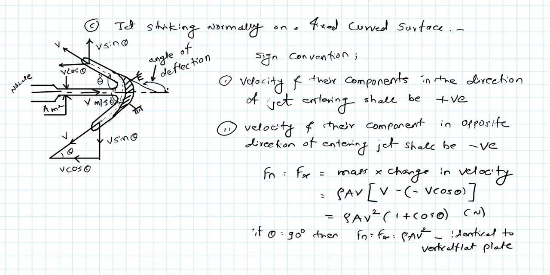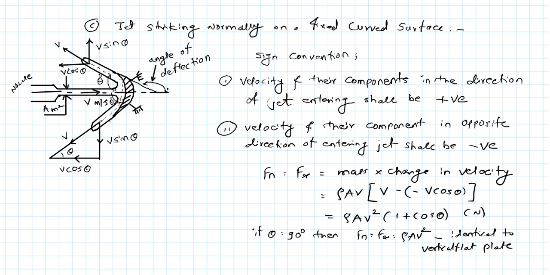Now the third case is the jet striking normally on a fixed curved surface. Let's assume we have a fixed curved surface. The jet is striking in the normal direction with area a meter square and velocity v meter per second. Let's assume the angle of the vane is theta. The angle of the curved surface around the x-axis is theta 1. Now after striking, the jet is deflected.